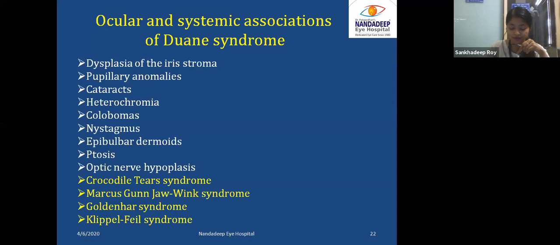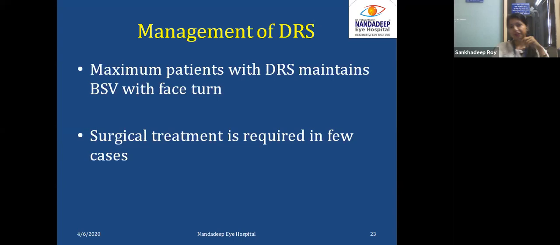Okay. The management of DRS. Now we come to the part of the management. Being a strabismus specialist, whatever treatment we have to plan, we have to always think about two things before planning anything. Number one, patient comfort. Number two, head posture, and primary positions. So, three points you have to keep in your mind. As per this, you have to proceed with the treatment.